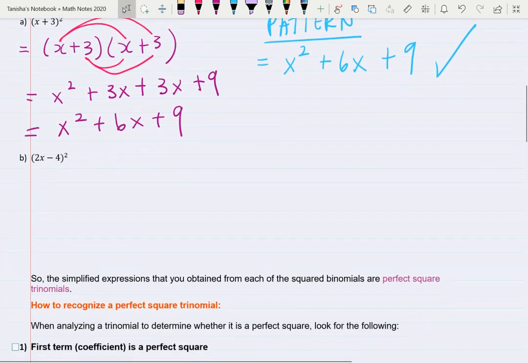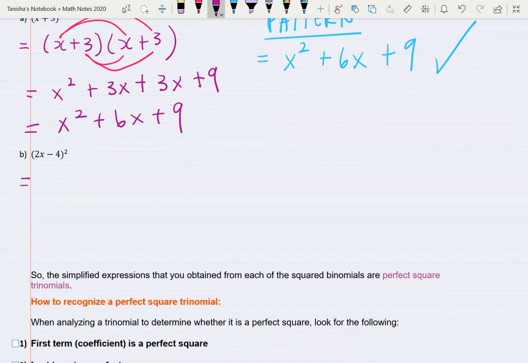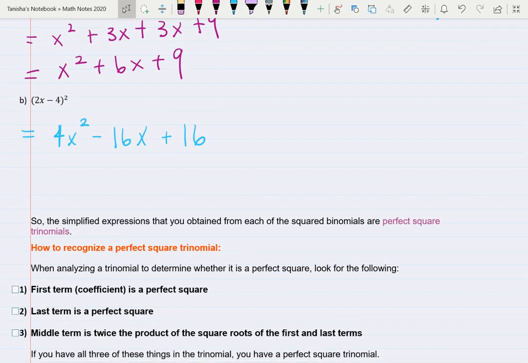Okay, part B, using our pattern instead of FOIL. We're going to square the first. So 2x all squared is going to give us 4x squared. Then we multiply our two terms inside of the bracket. So 2x times -4. Remember, the sign in front of the term applies to that term. That's going to give us -8x, all times 2, which gives us -16x. Then we have -4 all squared, which is going to give us +16. Straightforward.